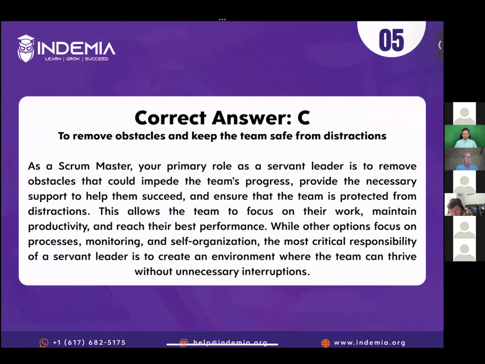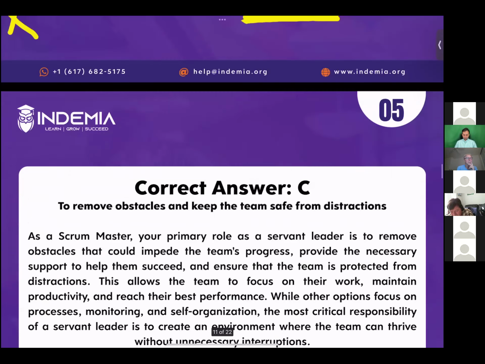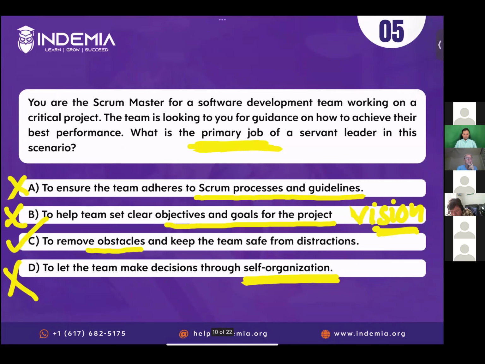All right, so Has, you want to say something quickly, please? Yeah, right. The question was basically that the team was asking for guidance. So when we ask for guidance, removing obstacles is something a Scrum Master will definitely do. But if the team is asking for guidance, will they not, as guidance, I say, team, you need to take a decision which will help you in doing better performance? So that's a kind of guidance. That's why I felt option C is better.